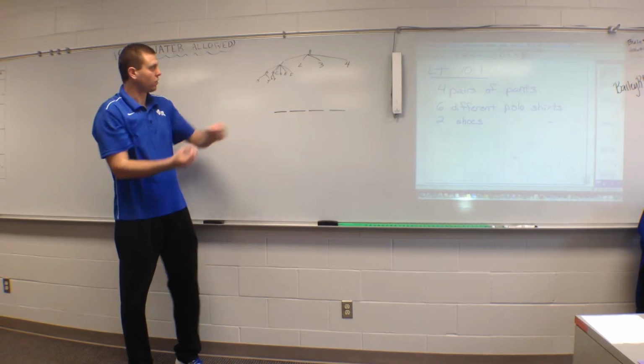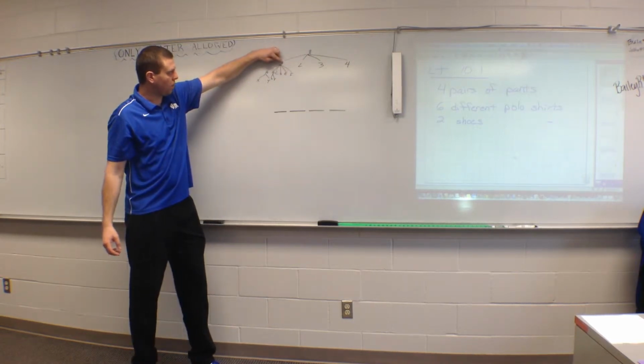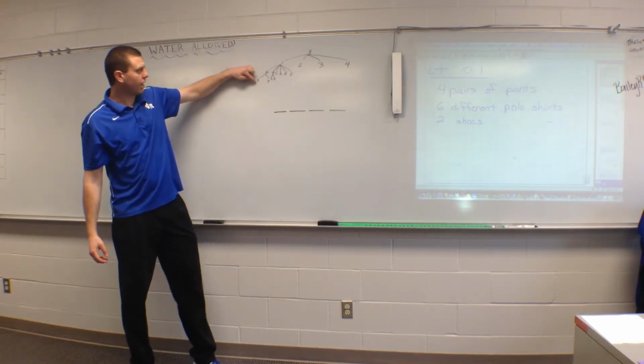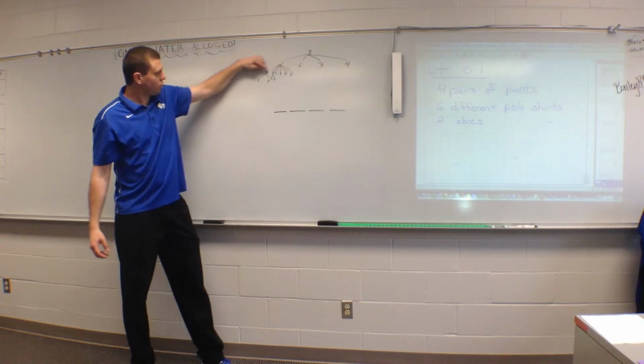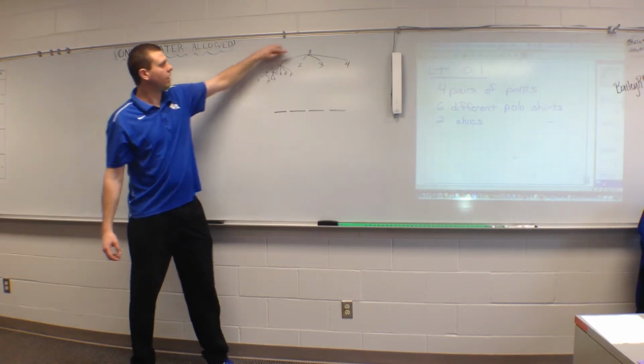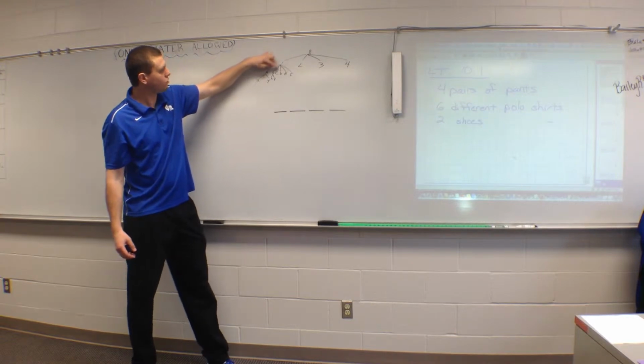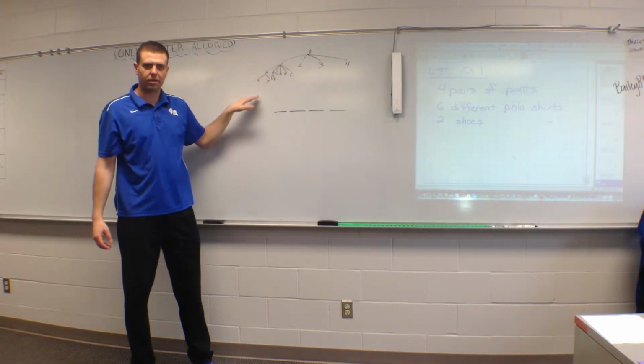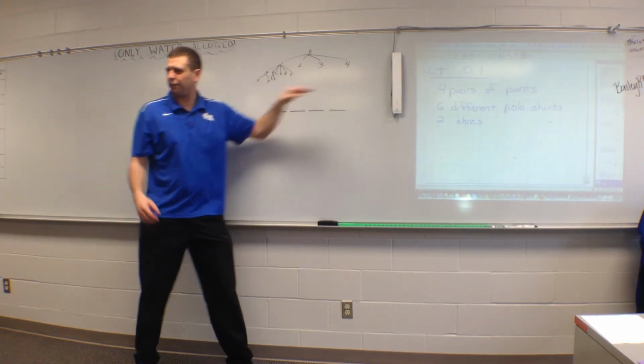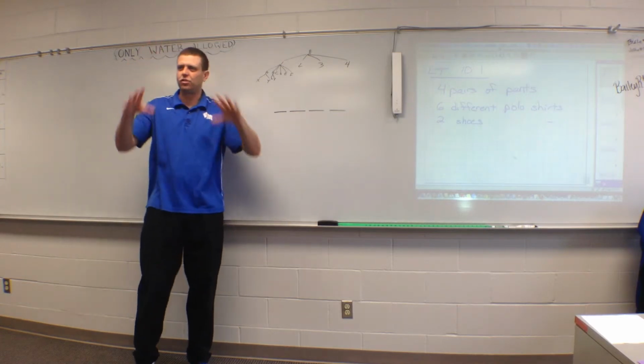There's 48 different outcomes. It could be pants 1, shirt A, shoes X. Pants 1, shirt A, shoes Y. You get the idea. Pants 1, shirt B, shoes X, and so on. Okay? You'd have 48 different things at the very bottom of this tree diagram.